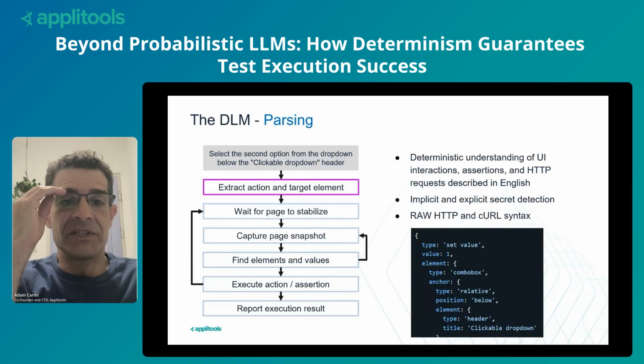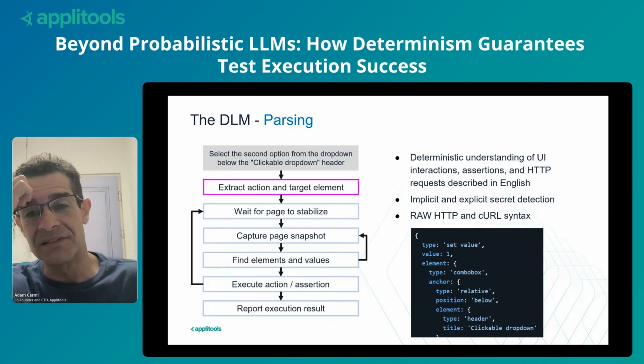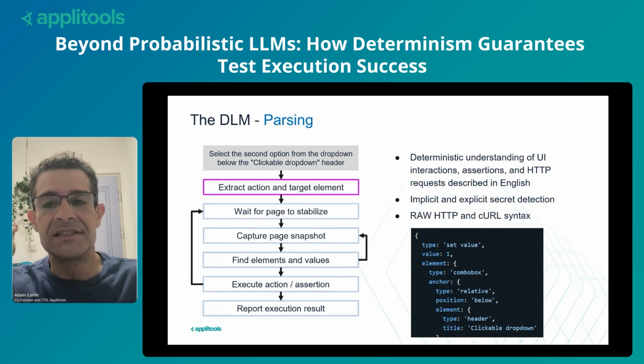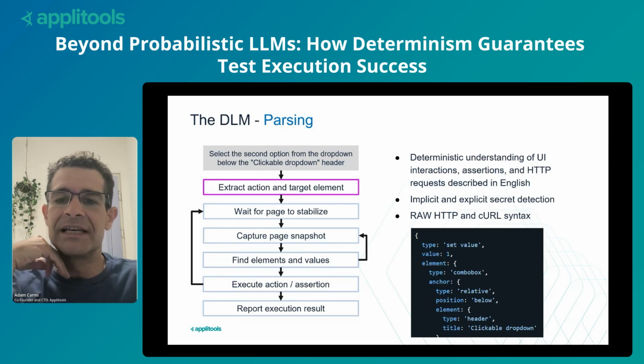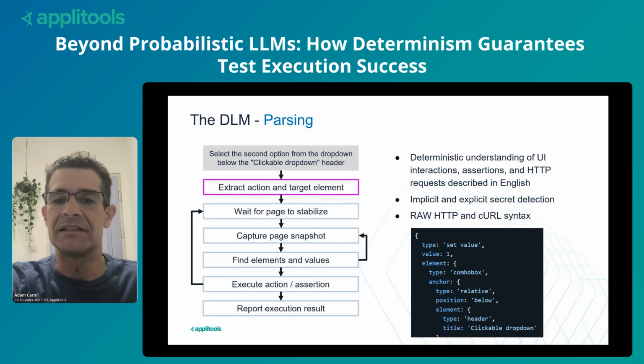First of all, we need to understand what is written there. It's written in English. We need to have a structured representation of what needs to be done, and this is handled in the parsing phase. Basically, we need to understand if it's a UI interaction, if it's an assertion, if it's an HTTP request that is described in English, if there are any secrets appearing in the step, like credit cards or authentication tokens, etc. They are detected so they can be masked automatically in the test results.